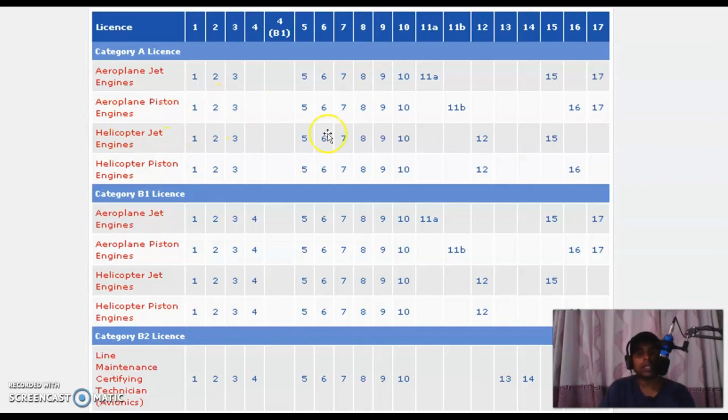So these are the license categories: category A license, category B1 license, category B2 license. For the category A license, aeroplane jet engines, they have to do 1, 2, 3, 5, 6, 7, 8, 9, 10, 11A, and 15 and 17. And aeroplane piston engines: 1, 2, 3, 5, 6, 7, 8, 9, 10, 11B, 16 and 17 they have to do. Helicopter jet engines: 1, 2, 3, 5, 6, 7, 8, 9, 10, 11, 12, 15 they have to do. Like this, you can see in this graph.